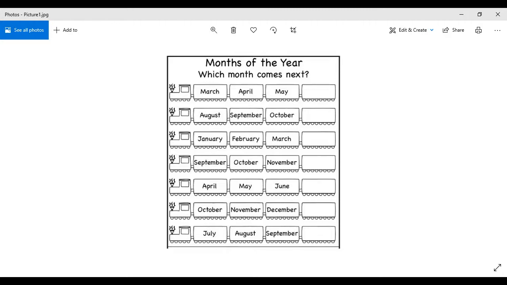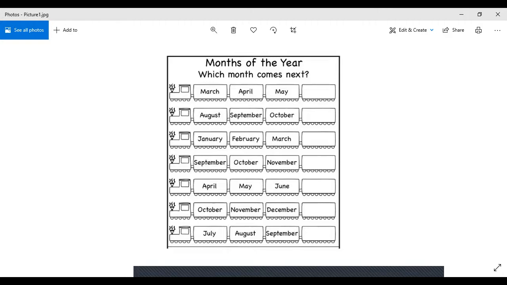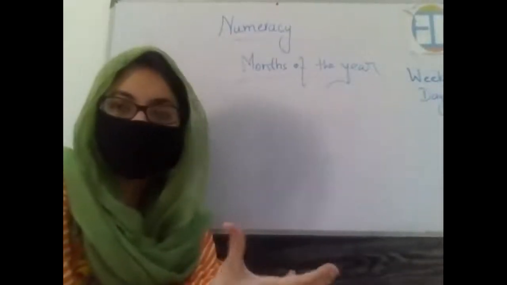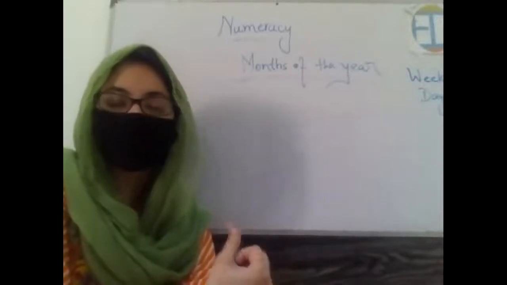Okay. Then let's look at the last one. July, August, September. What comes after September? October. Excellent. Okay. And what are the spellings of October? October. Excellent. Okay.